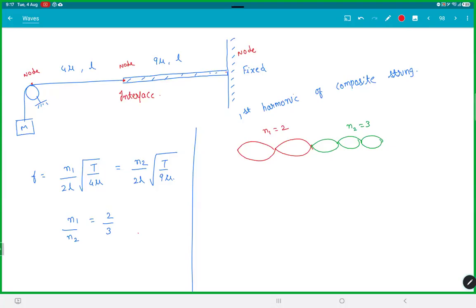When you take two loops and three loops, that is the first time both the waves will agree that this point is a node. I hope that is making sense. It is like saying 3 and 4, what is the common factor for them? 12. 12 is the first number where both can divide. Something of that sort. So this is your first harmonic. You want to find the frequency. So F1, just substitute 2 there. So 2 by 2L root over T by 4 mu. Or you can even substitute 3 there. So 3 by 2L root over T by 9 mu. It is the same thing. So this would turn out to be 1 by L root T by mu.